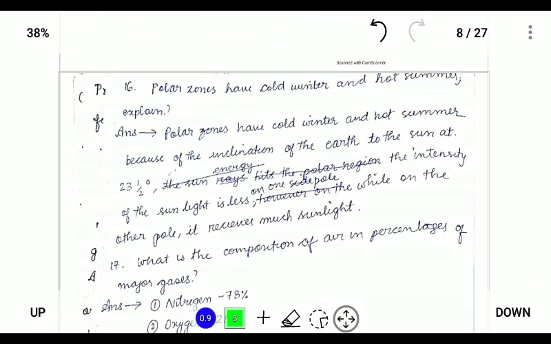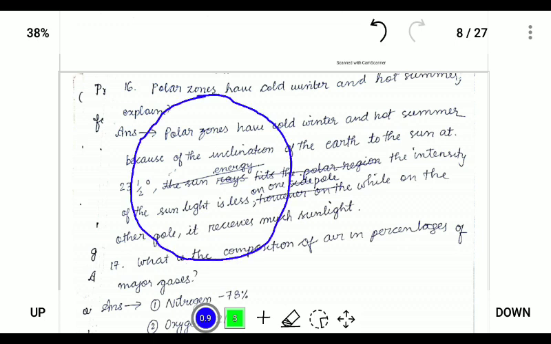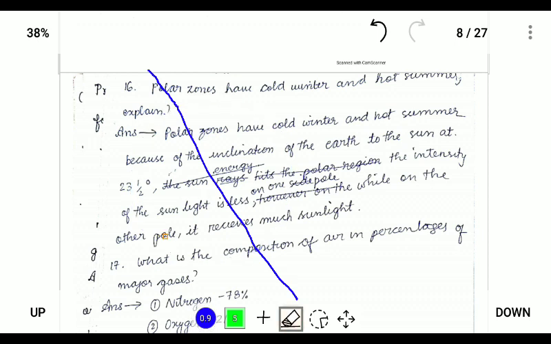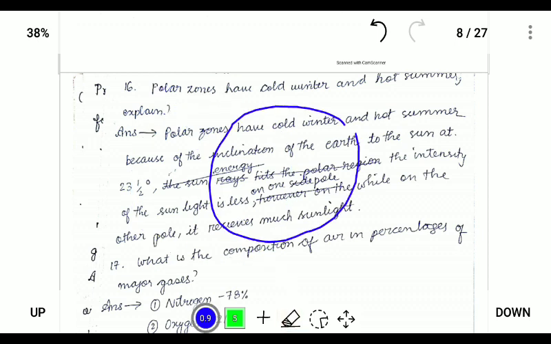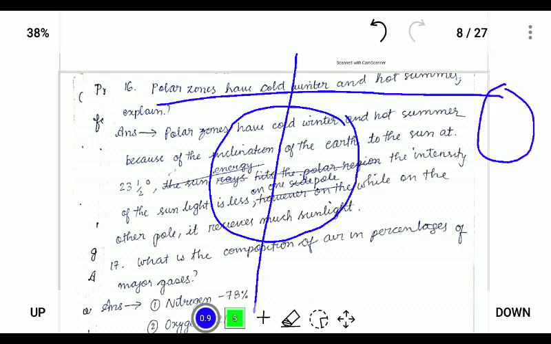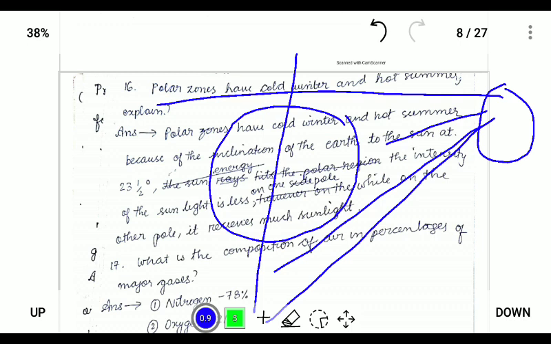Next, polar zones have cold winter and hot summer. Explain. So what the question is asking is why polar zones have cold winter as well as hot summer. So if we take the example of this is the sun, and if this is the axis, so we know that the earth is inclined at an axis of 23.5 degrees. If it is the sun, the sun rays are hitting the earth at a slanted angle.